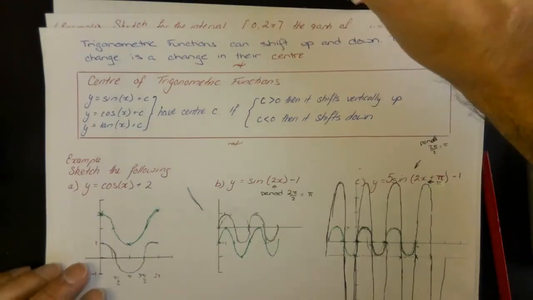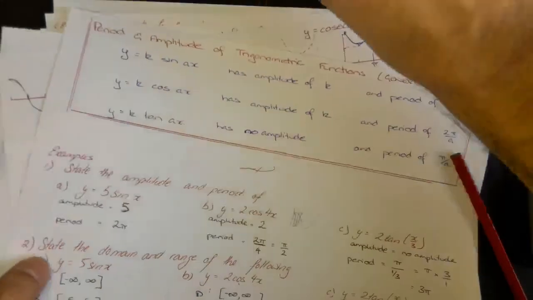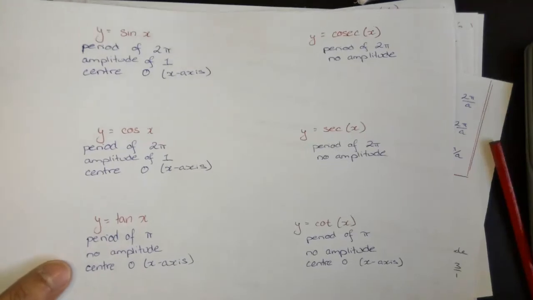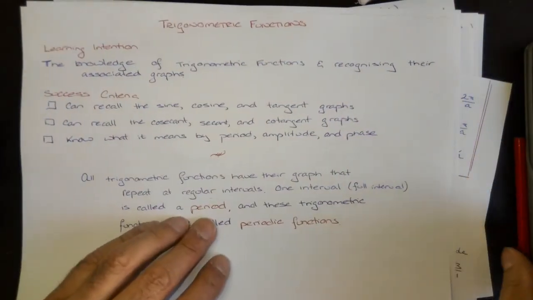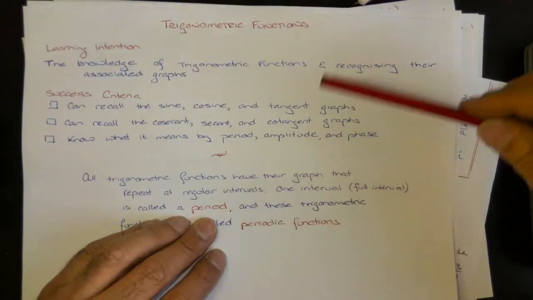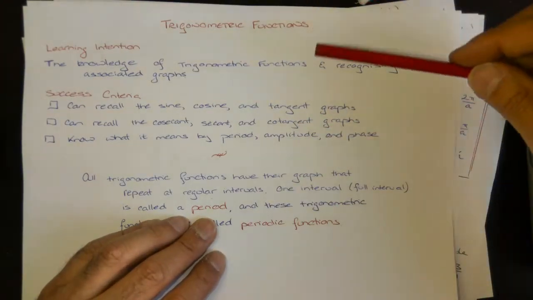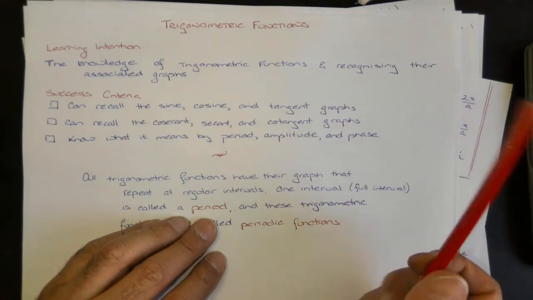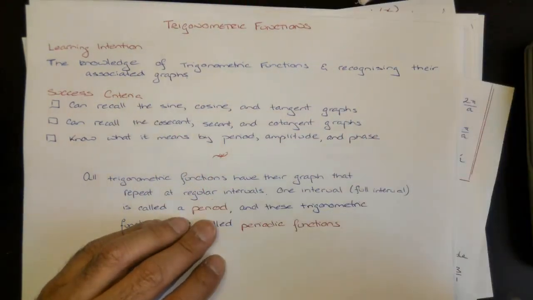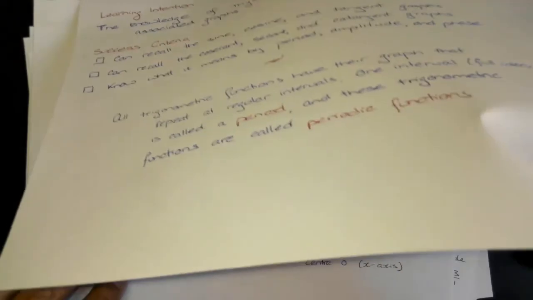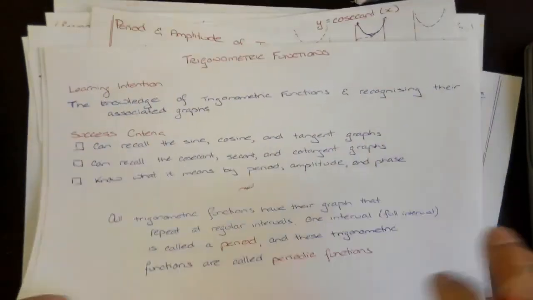That's the end. So just to remember, recap. All trig functions are periodic. The amplitude is the height, or the average distance from the center. The phase is if it moves left or right, or up and down. We've got center, amplitude, phase.